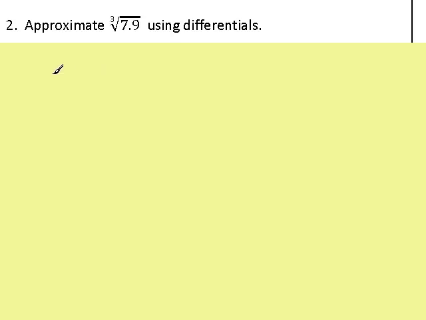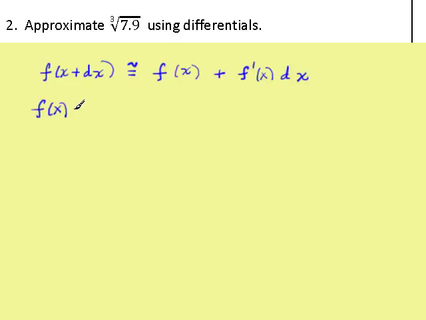All right, number 2, again, we're going to approximate cube root of 7.9 using differentials. So let's write down our little differential formula. f of x plus dx is approximately equal to f of x plus f prime of x dx. Okay, so what's our function? Well, our function this time is cube root x.